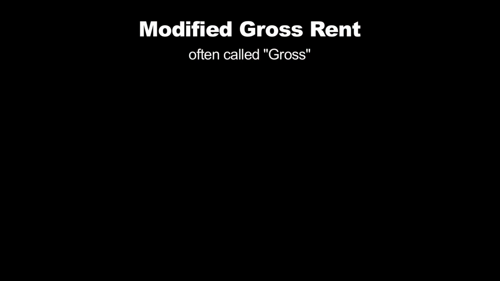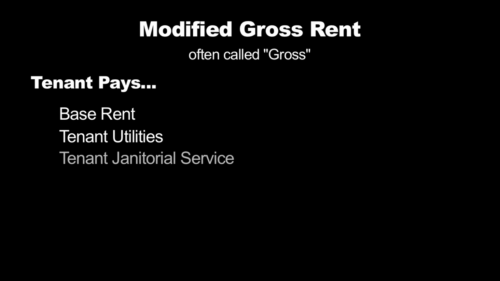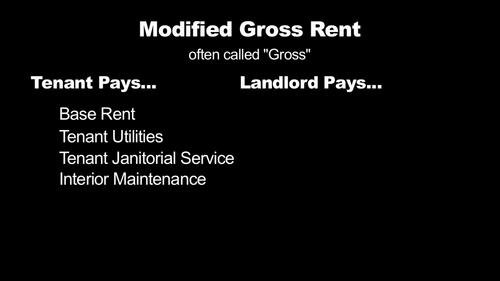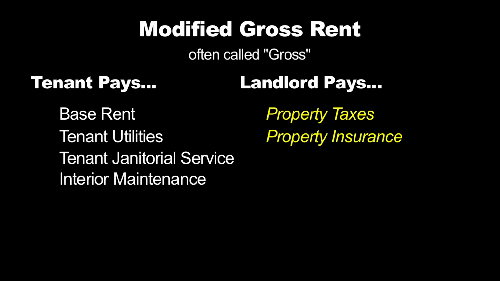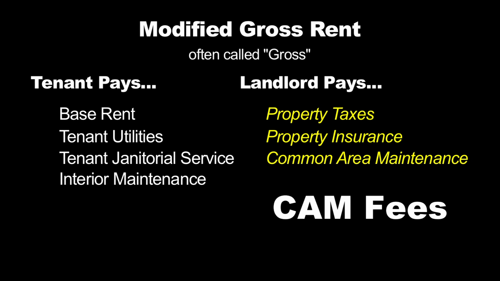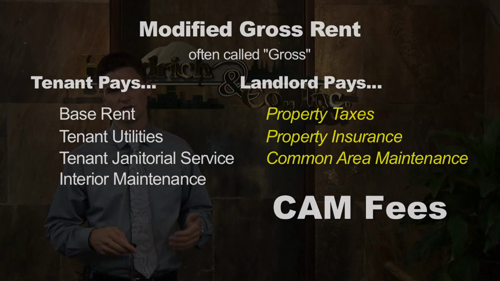Modified gross rent, often called gross rent in Northern California, refers to a rental rate where the tenant pays the base rent for a space and then pays for tenant utilities, tenant janitorial services, and minor interior tenant maintenance, such as light bulb replacement or air filter replacement, etc. The landlord is then responsible for paying for all property taxes, property insurance, and common area maintenance. As a side note, common area maintenance is often referred to as CAM fees and refers to maintenance of any common restrooms, elevators, lobbies, parking lots, and so forth.